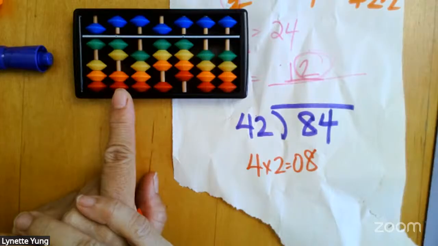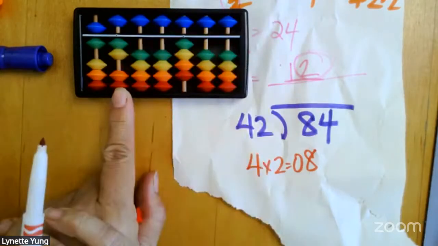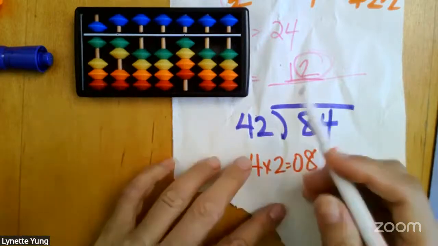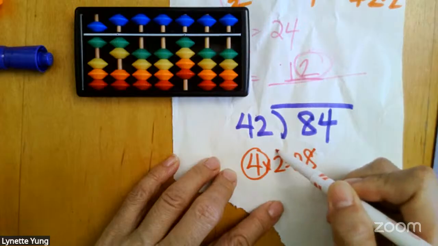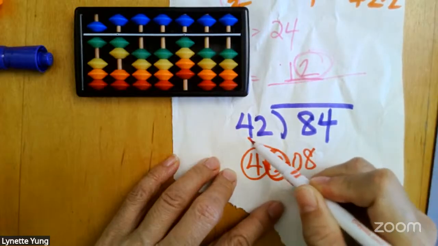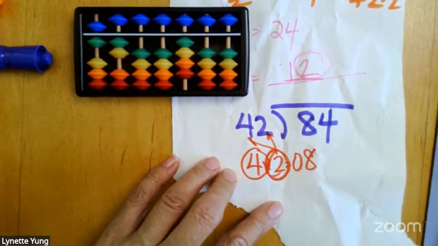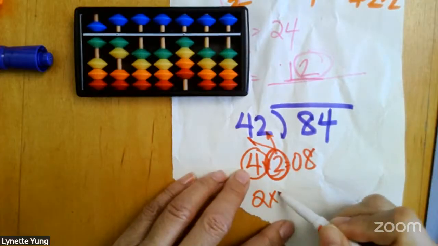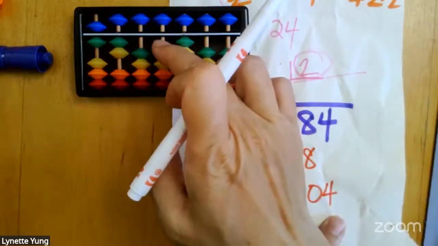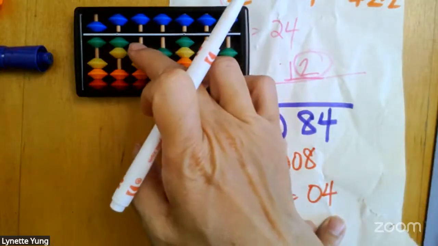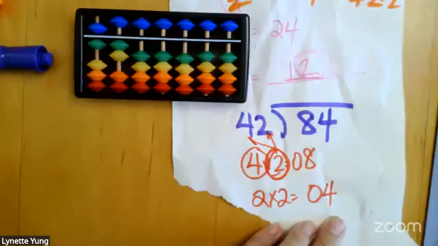Take away the 8. And then because we did the 2 here, this 2 goes to the 4. Now we got to do it to the 2. So 2 times 2 is 4. Take away the 4.